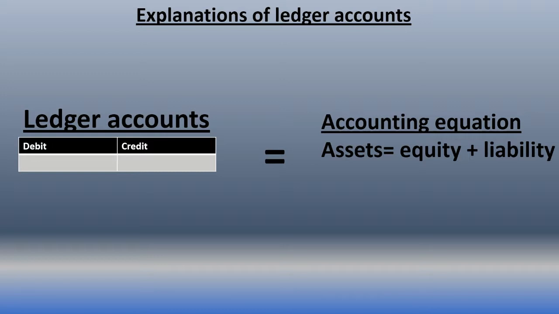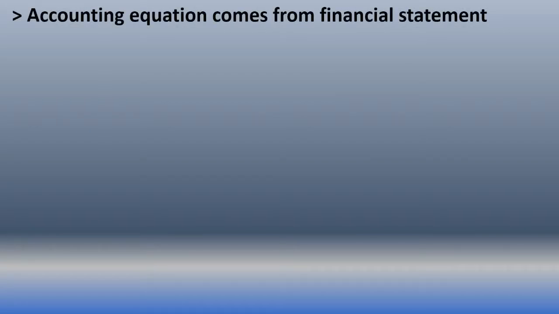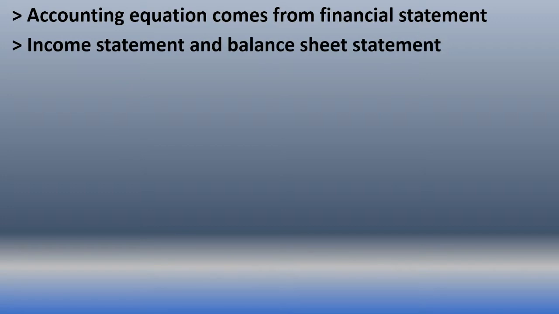I'll explain assets, equity and liability briefly. So, the accounting equation comes from the financial statements, more especially the income statement and balance sheet statement. The question is how?